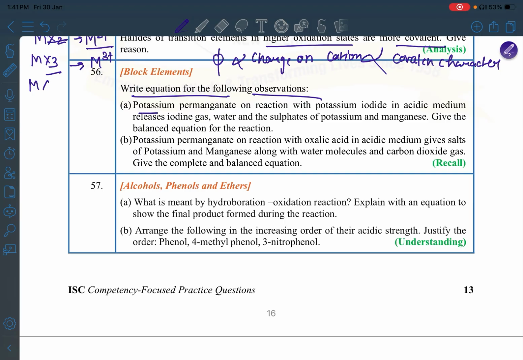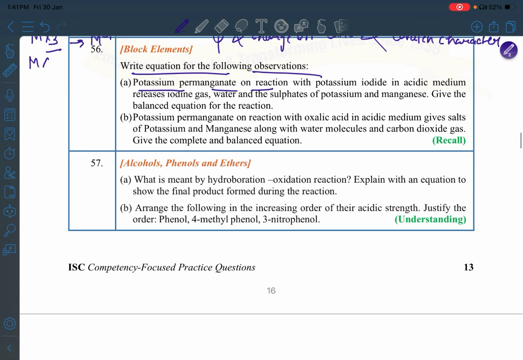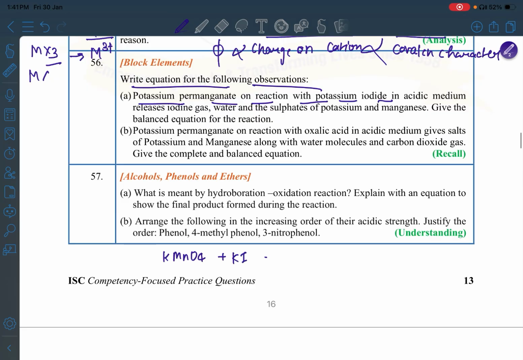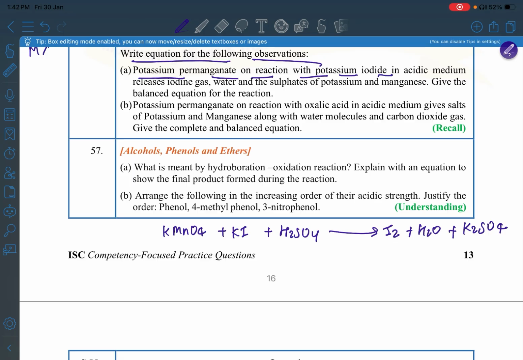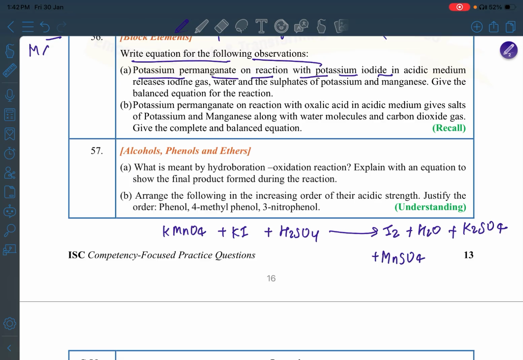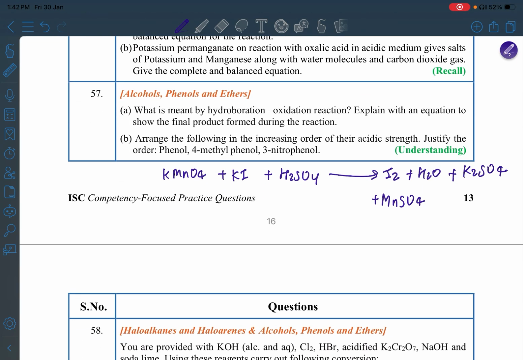The first observation is potassium permanganate, KMnO4, with potassium iodide, KI, in acidic medium, so we take H2SO4. It releases iodine, that is I2, and water, H2O, and the sulfate of potassium, K2SO4, and manganese, MnSO4. Give the balanced equation. So we have to balance this equation.